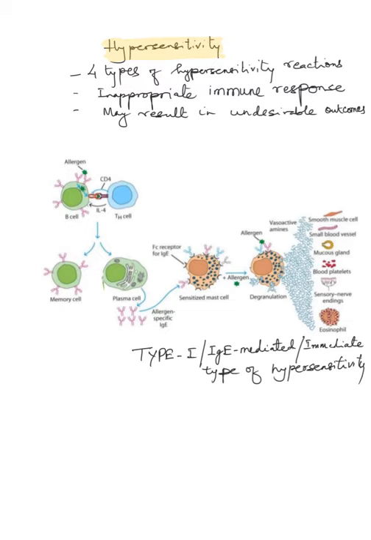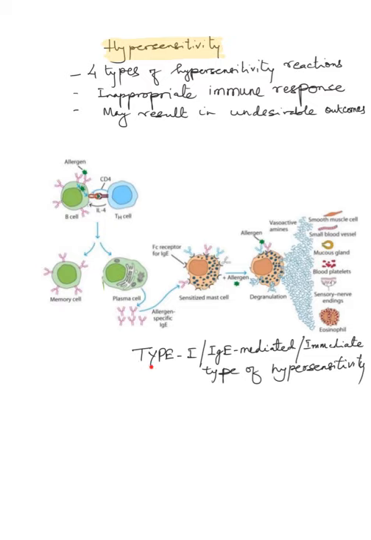Quickly, we'll go through hypersensitivity reactions. Four types of hypersensitivity reactions are there, and these hypersensitivity reactions are basically inappropriate immune response. It's not that the response is always aggravated, but mostly the immune response is inappropriate. And since the immune response is inappropriate, it may result in undesirable outcomes in terms of disease or tissue destruction.